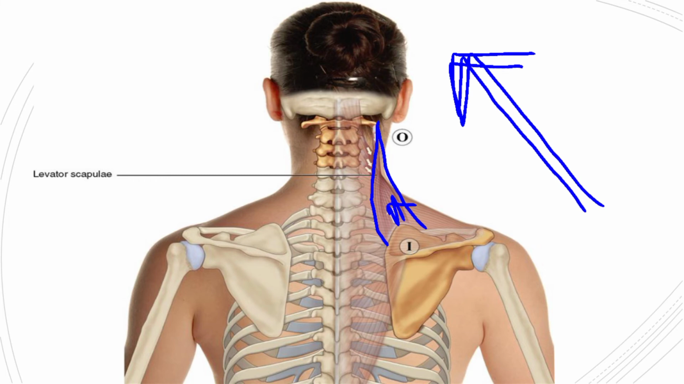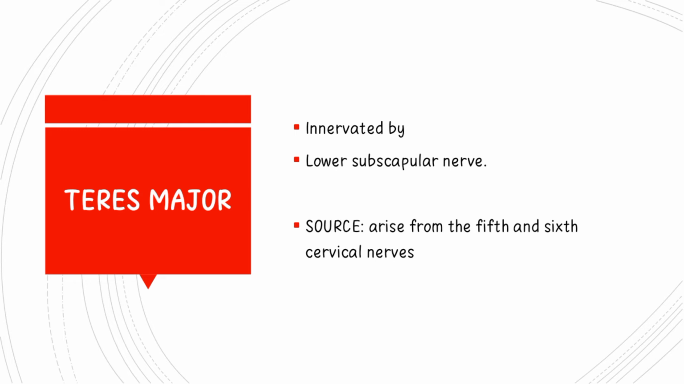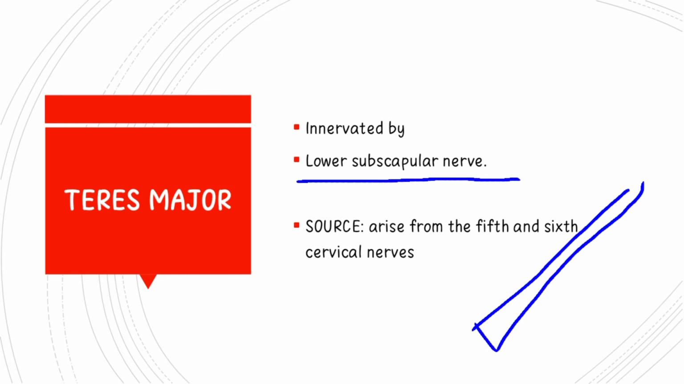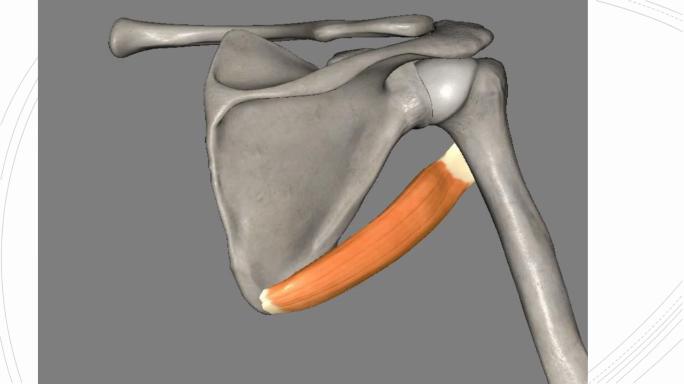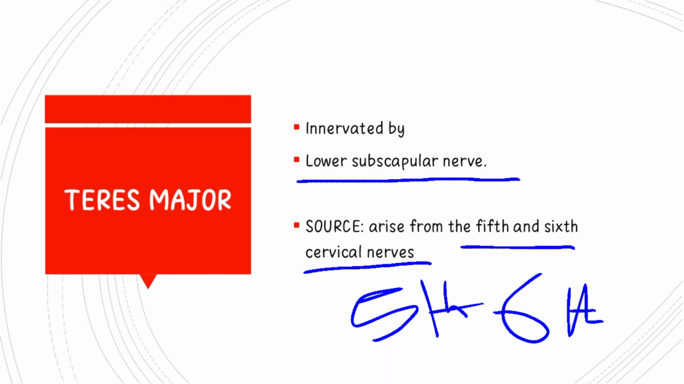So moving on to the next thing we have, the teres major. Yes, the teres major is a small muscle. It's long. It's not too big like the rest. It's something like this. Okay. Long and slim. Yeah, it is innervated by the lower subscapular nerve. It arises from the fifth and sixth cervical nerve. Remember, I told you that when you hear cervical nerve, that's the fifth and the sixth cervical nerves. So note this. Don't forget to note it. Yes, the fifth and the sixth cervical nerve.